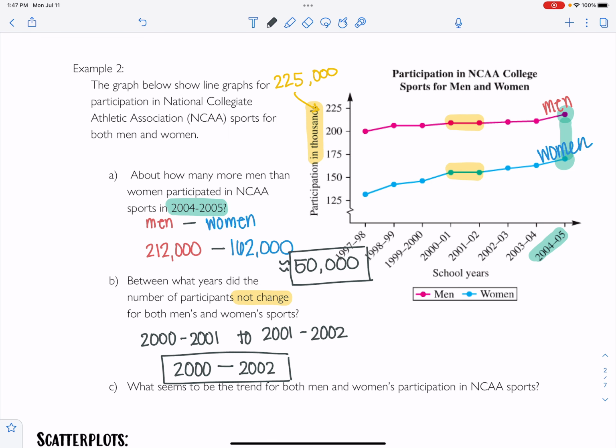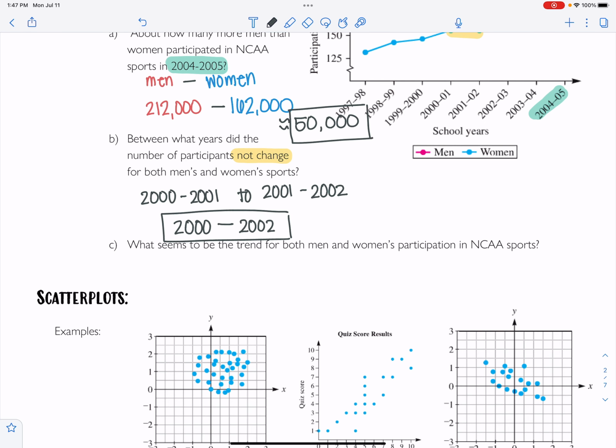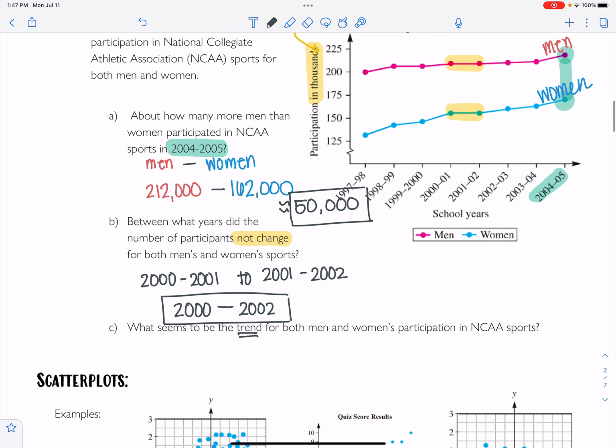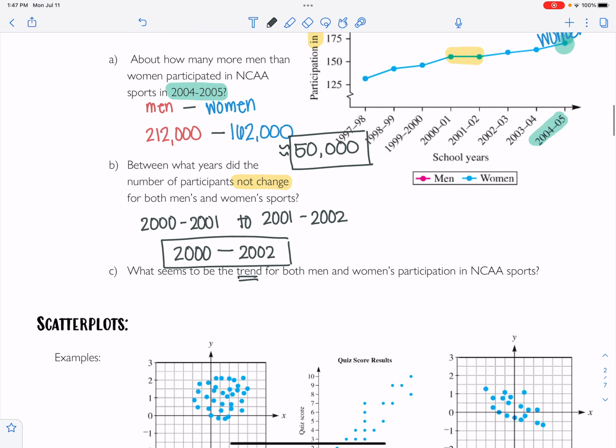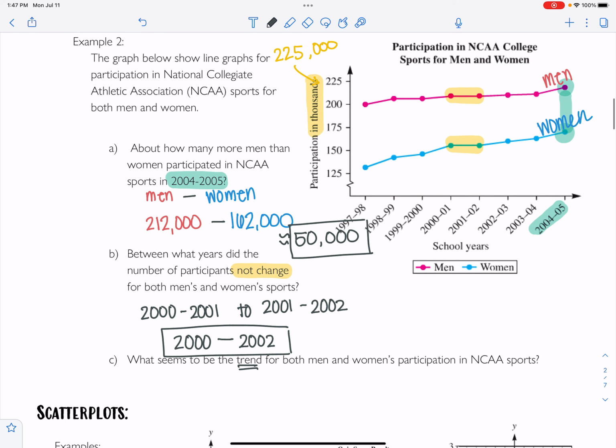between men and women. And then letter C, what seems to be the trend for both men and women in terms of, is it increasing, decreasing, not changing? And it looks like overall for men and women, both have had increased in participation. So you can write that in your own words. But overall, across from 1997 to 2005, when this graph ends, both of these are gradually going uphill. So they are increasing in participation.